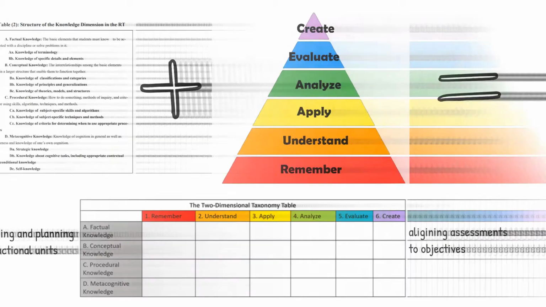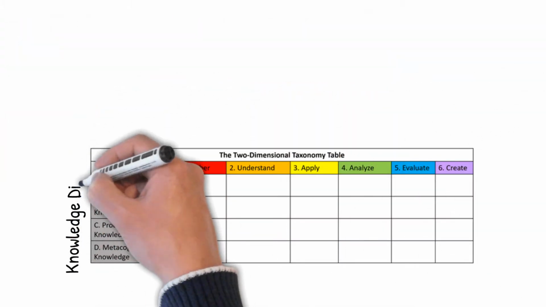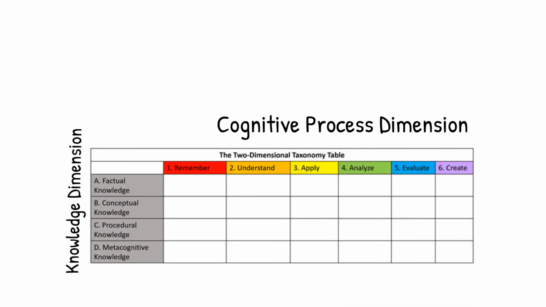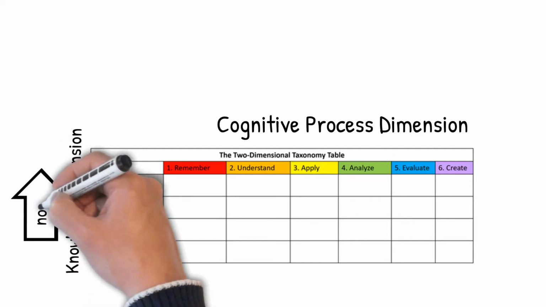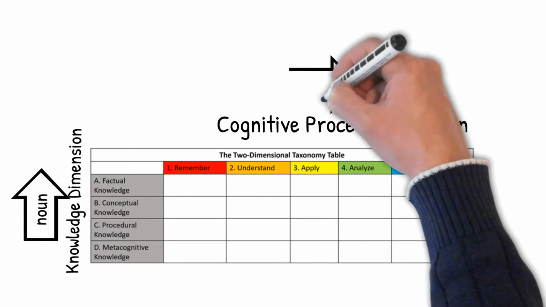The table represents both dimensions, the knowledge dimension, which runs vertically along the left side, and the cognitive process, which runs along the top. Identifying the noun in the objective or activity will dictate which vertical knowledge category the objective or activity falls into, and the verb determines the horizontal placement on the table.